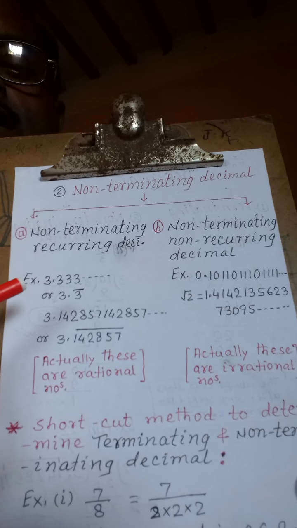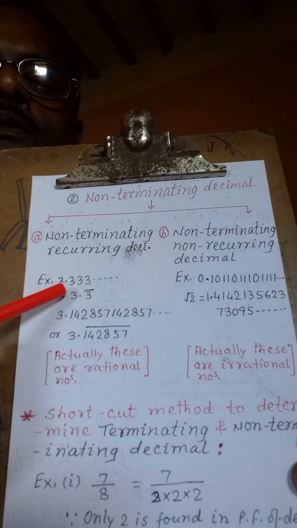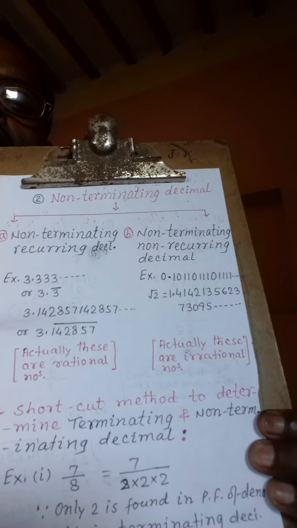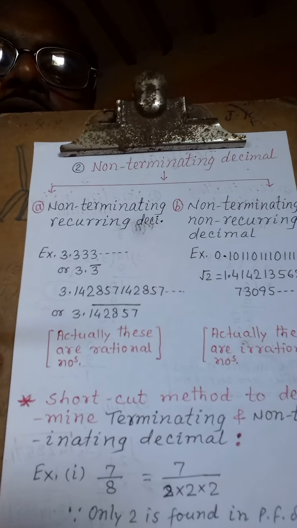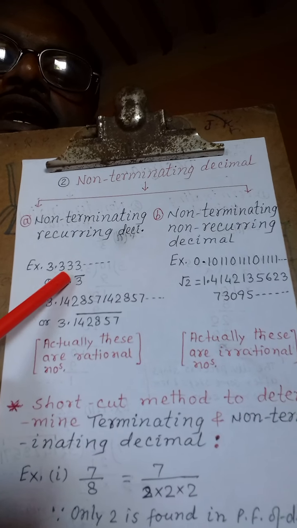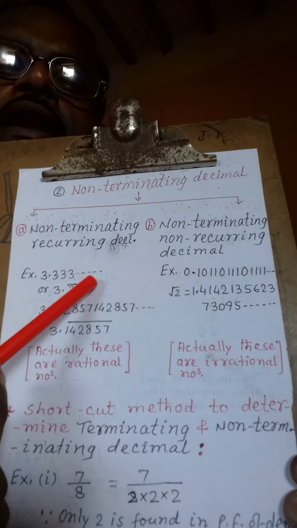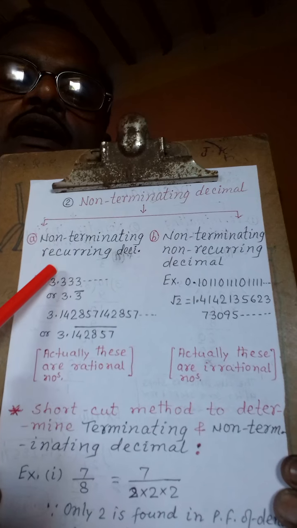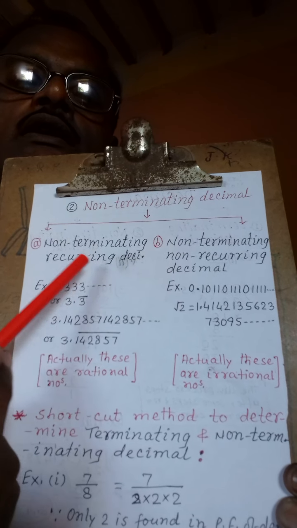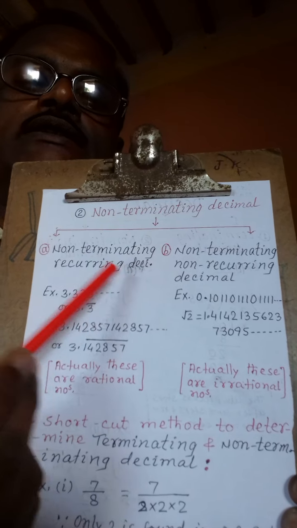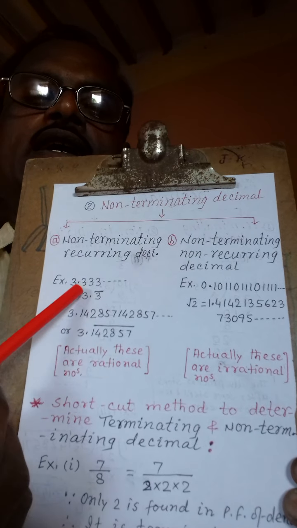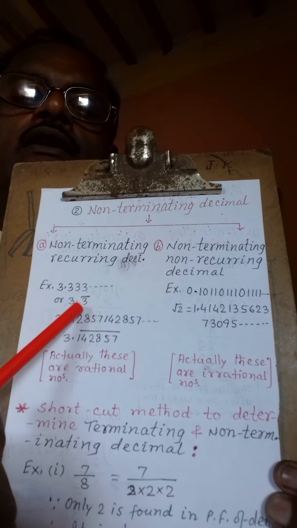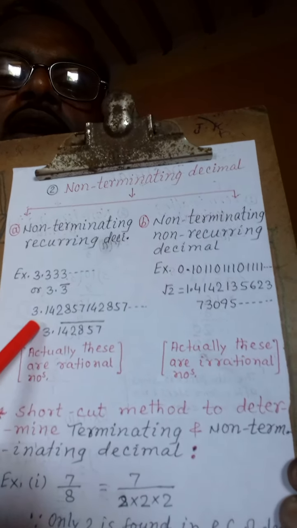Now just try to understand this, and for this we take an example. Our first example is 3.333... Dear student, you are watching here a single digit 3 repeats again and again, and so this is called non-terminating recurring decimal or non-terminating repeating decimal, and it is written in short as 3.3 recurring.